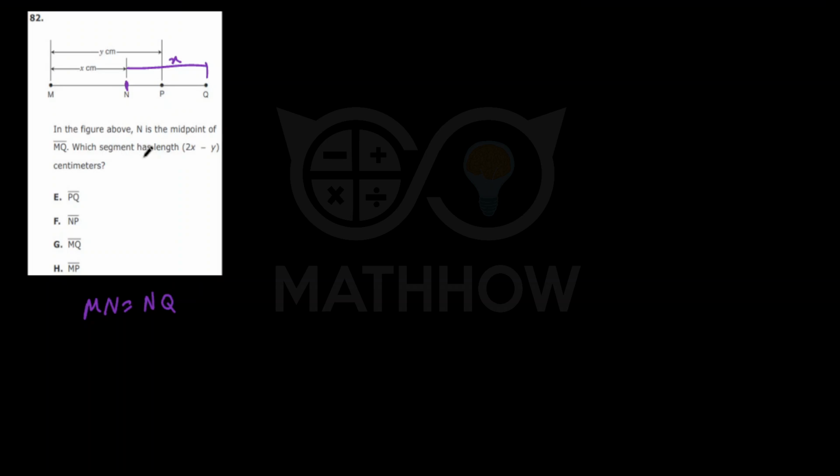Which segment has length 2x minus y? So what length is equal to 2x? The length MQ, 1x and 2x, minus this length is y. This total length is 2x. Subtracting y from this total length, the remaining length is this. This is PQ. So the correct answer will be option E.